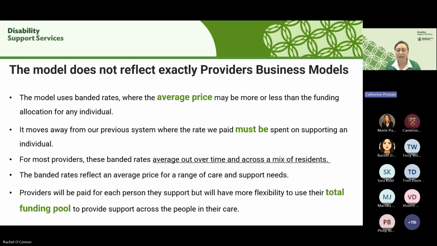Providers will be paid for each person they support, but you'll have more flexibility to use your total funding pool to meet the needs of people in your care. It is not possible to trace every cost back to the model for every individual, and that's not the intention of the global pricing tool.